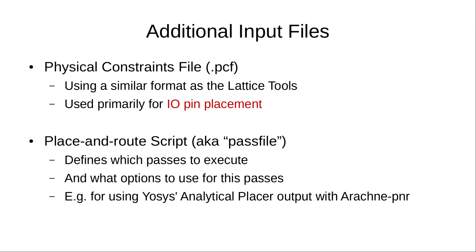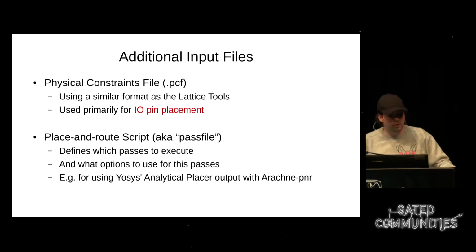But you can also put additional input files into the iStorm flow. For example, you can give it a physical constraint file, as I mentioned already, that is primarily used for I/O placement. And once again, we tried to do something that looks very similar to the file formats used by the Lattice tools. So it's easy to switch back and forth between our toolchain and the Lattice toolchain.